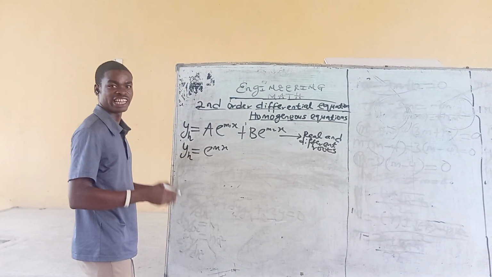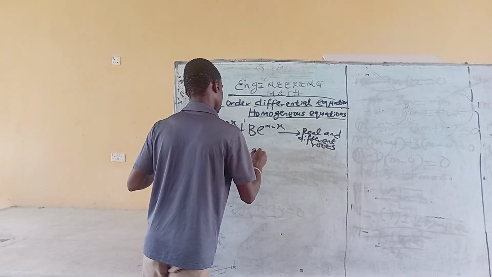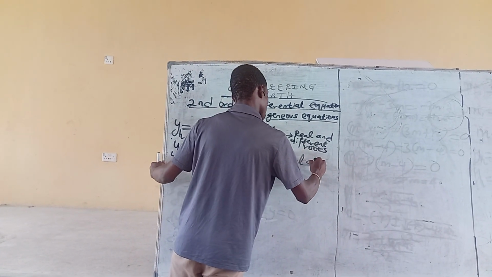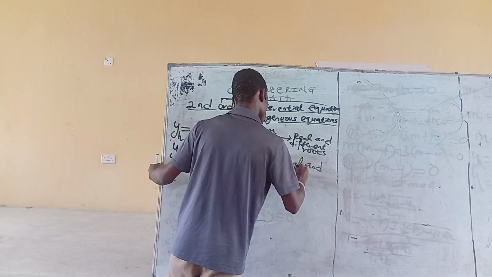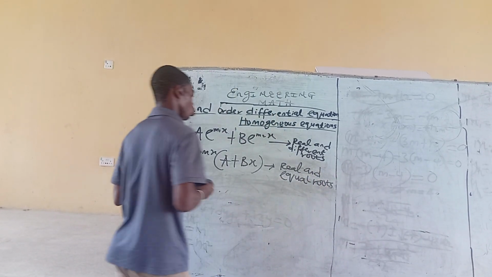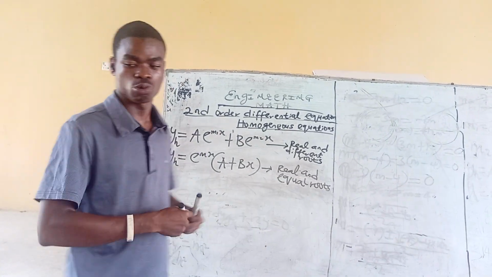That's the root, they are the same. Exponential mx, bracket of A plus Bx. This is the form for real and equal roots. So we are going to be solving some few questions. Let's take some few questions.